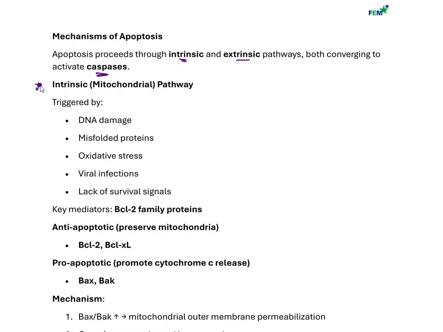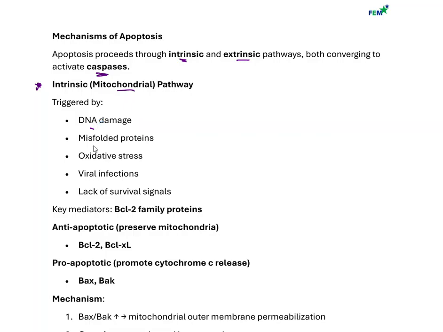So let's start with the intrinsic pathway. This intrinsic pathway is also referred to as the mitochondrial pathway. And this intrinsic pathway could be activated by maybe DNA damage, misfolded protein, an example of which is amyloid, oxidative stress, viral infection, and a lack of survival signals. So any of these could activate the intrinsic pathway.